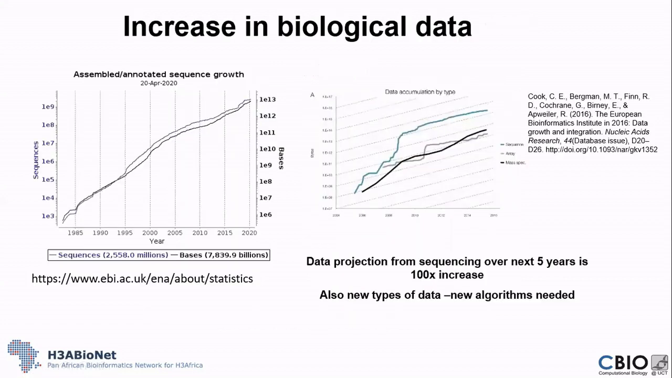And this has led to, so the decrease in cost of sequencing led to a huge increase in the amount of biological data. You can see the scale here. And people were predicting that just from sequencing alone, there will be a 100 times increase in the amount of data. I think it's going to be even more than that. But we're getting more and more data of different types. So there's sequence data, there's array data, there's all the other robotics that are coming in to create different kinds of data. And this means new algorithms needed.